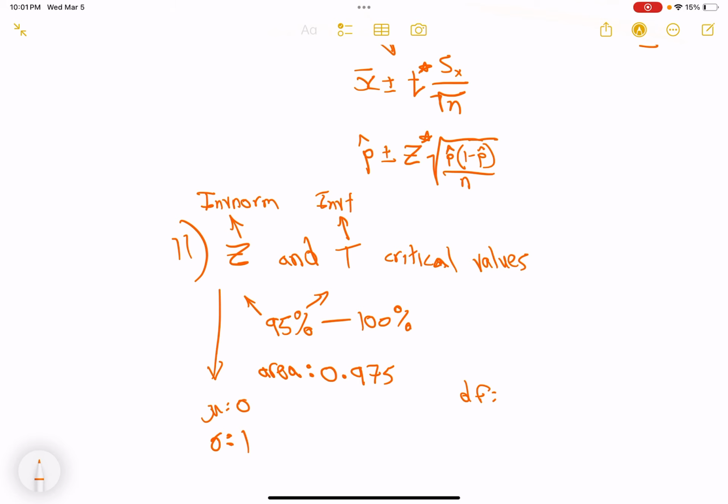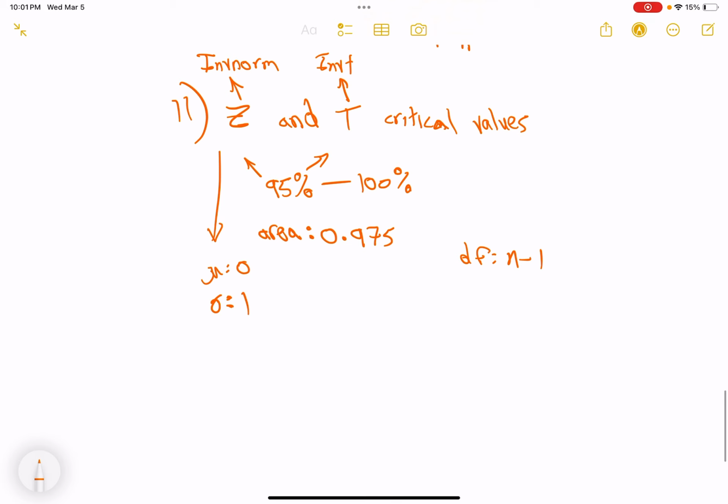And then for t, of course, we've just put in the sample size minus 1. But remember how to do all that. Don't get lost. Okay, tip 12.